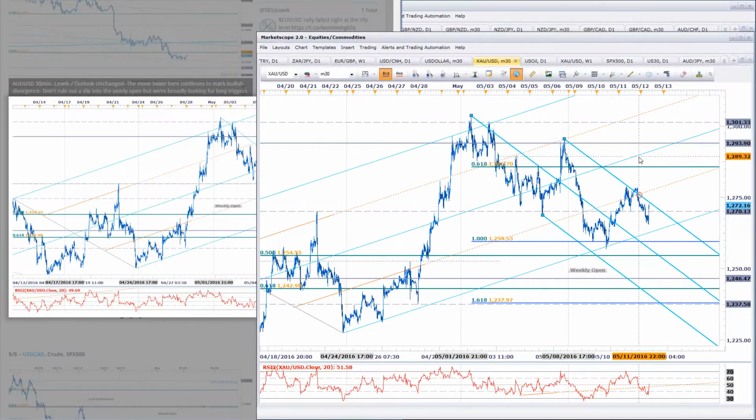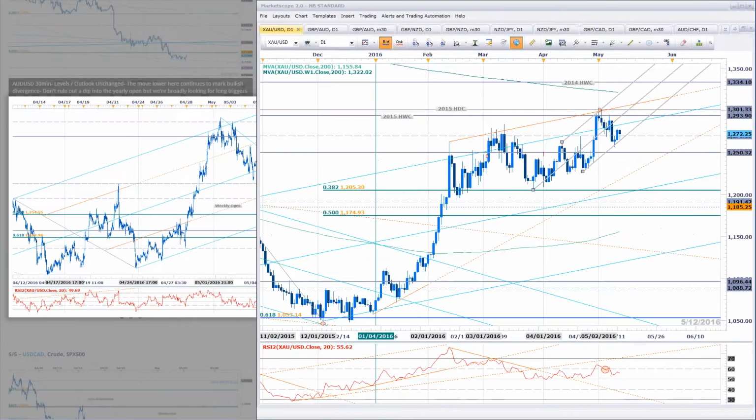But the levels have panned out really good. I'm working with a basic 618 off the high that highlights 1286, sort of the level to beat, sort of like the ideal scenario play. Would take you past 1293. Again, that's that 2015 high week close. And then hopefully this puppy can get a little bit more juice towards some fresh highs.